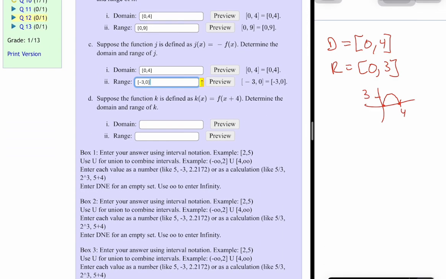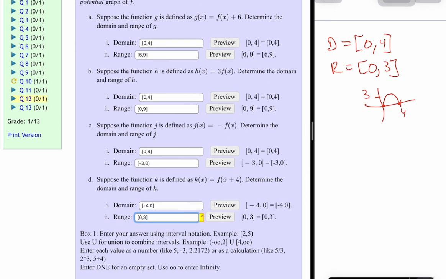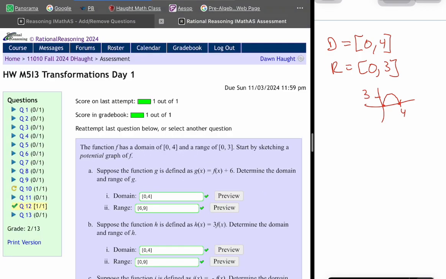And then lastly here, how would the function change if we put a +4 on the inside? It would move it to the left. So we have to change the domain to go from -4 to 0. Just subtract 4 from both of those things. Our range would not be affected. It would be 0 to 3. You don't need to draw a little graph, but you can. You can make any sort of little graph to go with that.